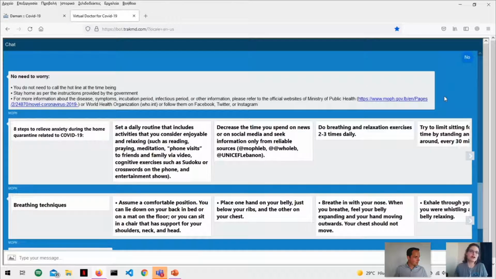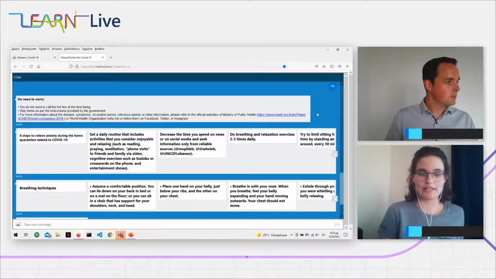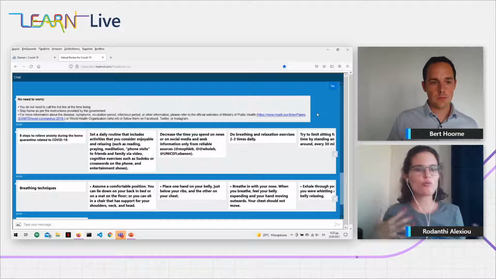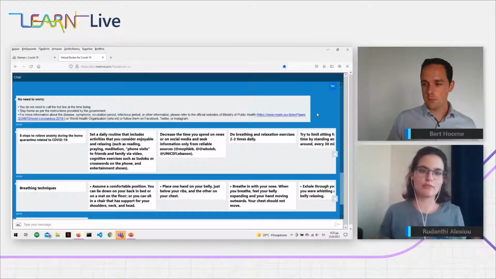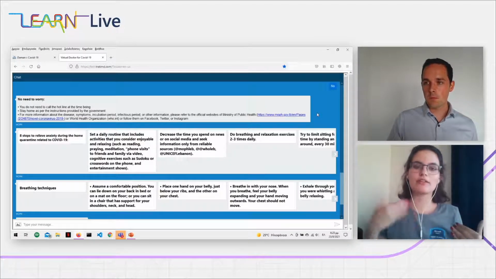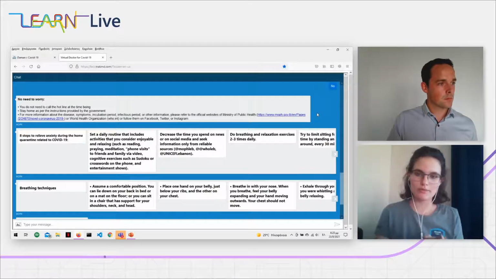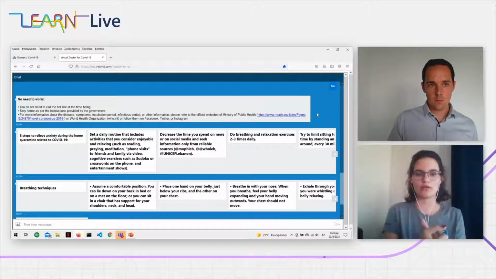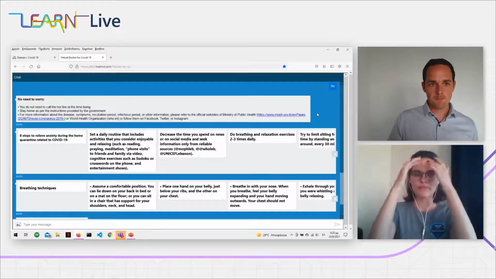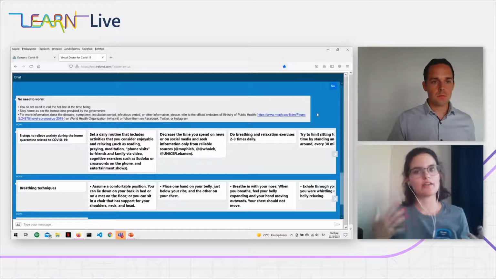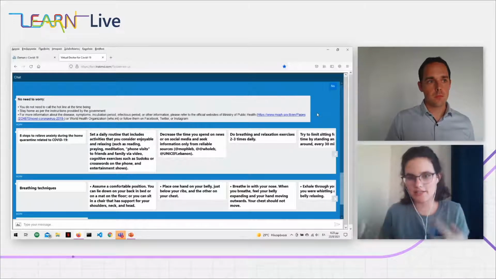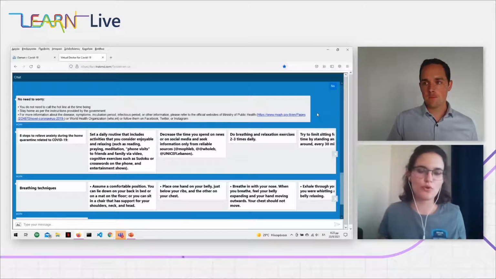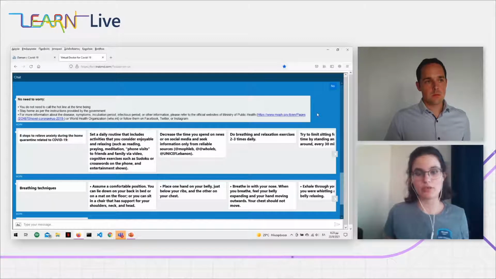And the result is something that we expected, that we don't need to worry about anything. We don't need to call the hotline at the time being, and we should stay home per the instructions provided by the government. And the bot redirects us to official websites, such as in this case the Ministry of Public Health in Lebanon or the World Health Organization, to get the official information and the answers to possible COVID-19 related questions that we may have.